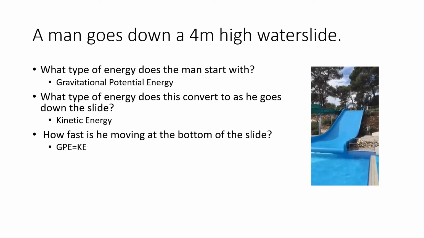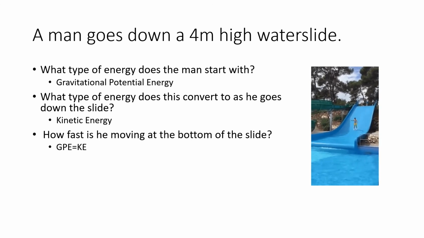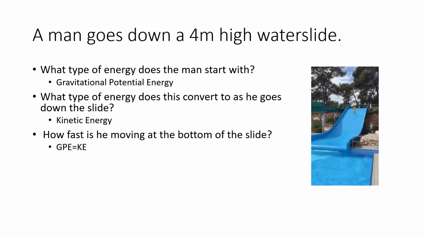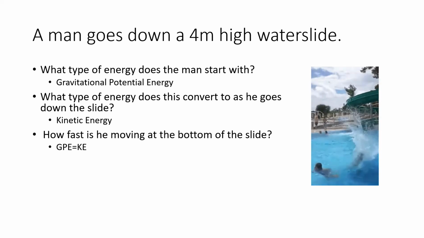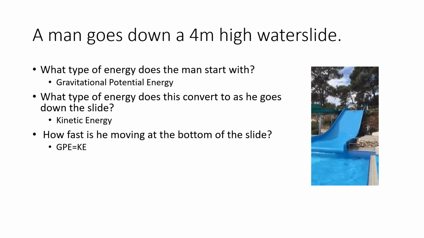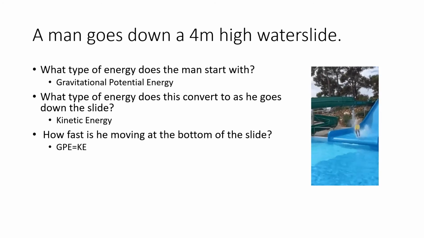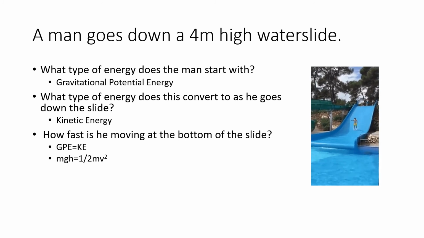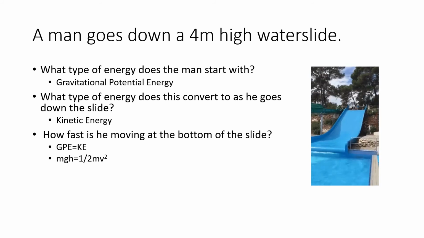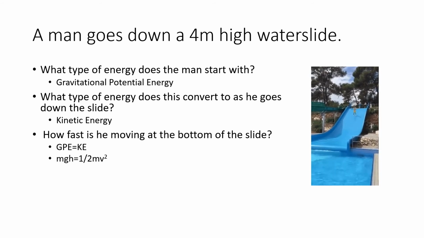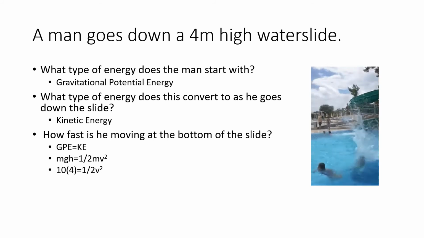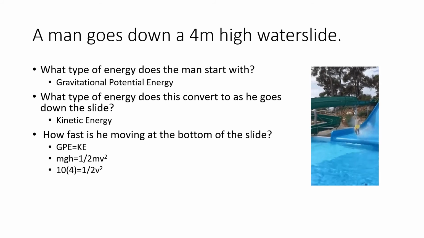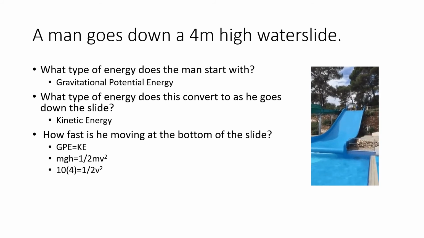The gravitational potential energy he starts with is going to be equal to the kinetic energy that he ends with. That's because he's gone down completely. If we were halfway down, then he'd have half the amount of potential energy and half the amount of kinetic energy, right? Because energy is conserved. So let's write in our equations. The potential energy is mass times gravity times height, and kinetic energy is 1/2 mv squared. We can eliminate our masses, just cross those out, and we're left with a gravity of 10 and a height of 4 equals 1/2 v squared.